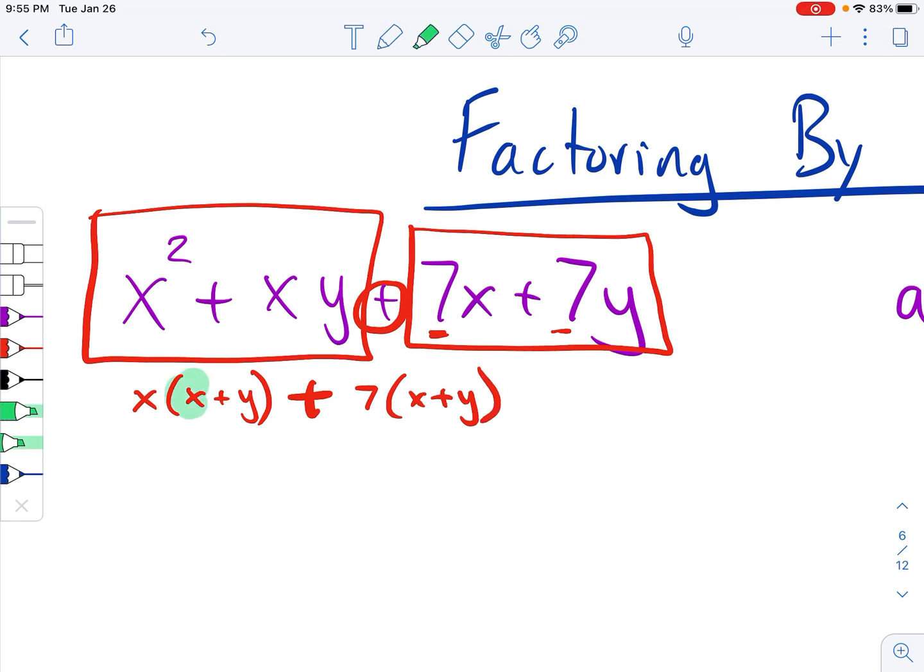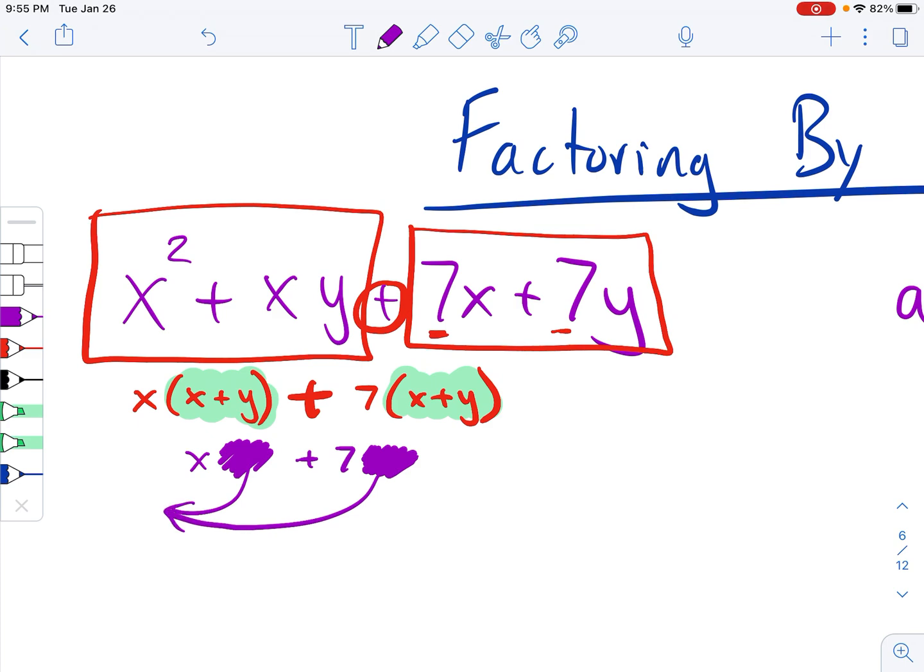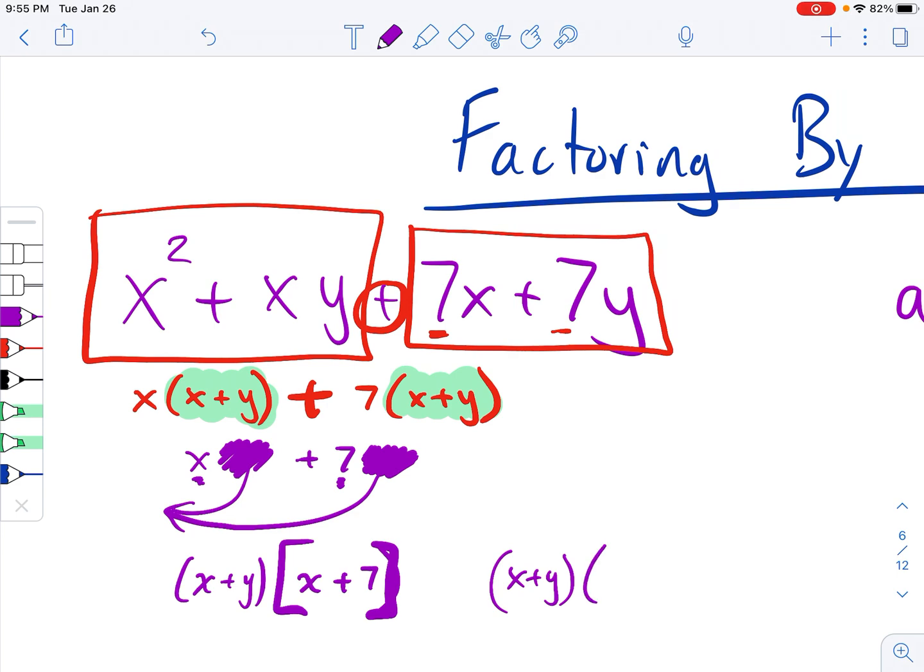Now I'm noticing that I have sort of two terms, an x times x plus y and a 7 times x plus y. You could also think of this as x times blob plus 7 times the same blob. So I could potentially notice this is a common factor and I pull it out to the front. What this blob is really is x plus y, and what I am distributing it to, or reverse distributing it from, is the x plus the 7.